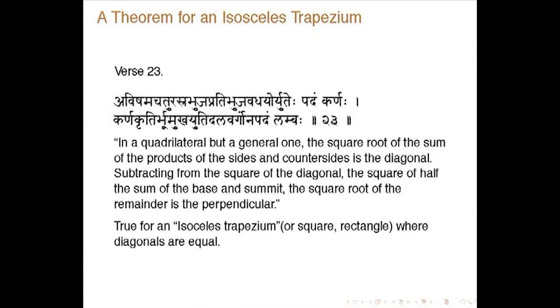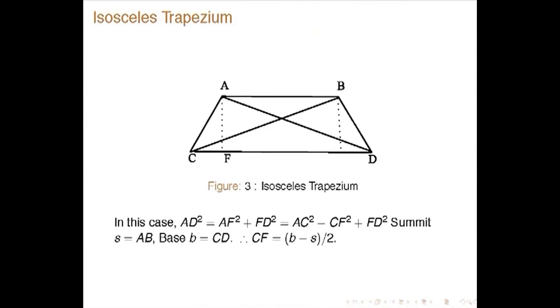Then for an isosceles trapezium, he is giving a result. Avishama chaturashtra bhuja prati bhuja vada yoho yute padam karanaha karanak kruti bhuhu mukha yuti dala vargona padam lambaha. Instead of reading out the translation, I will explain it straight away. What he does not say is isosceles trapezium, but it is actually applicable only to an isosceles trapezium, where the two flanks are equal.